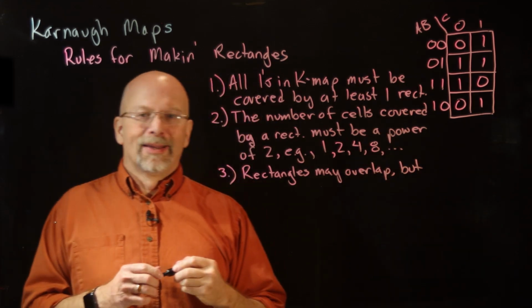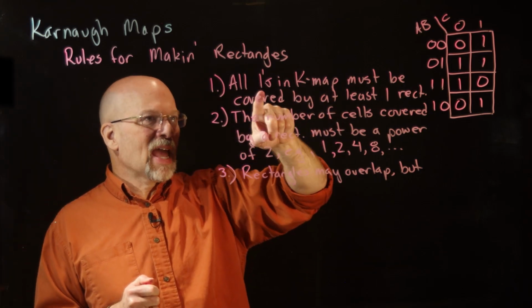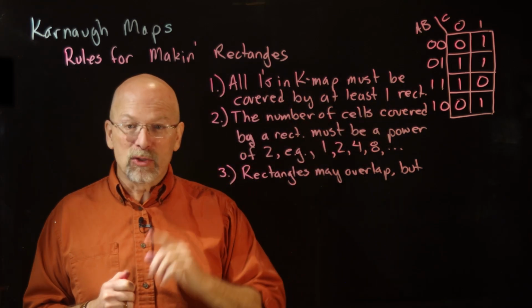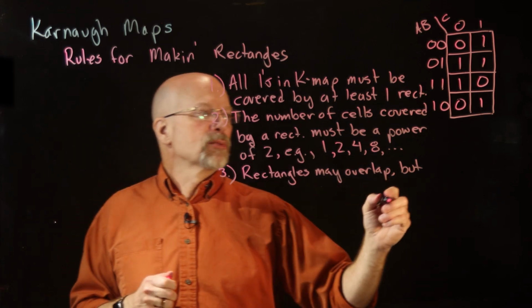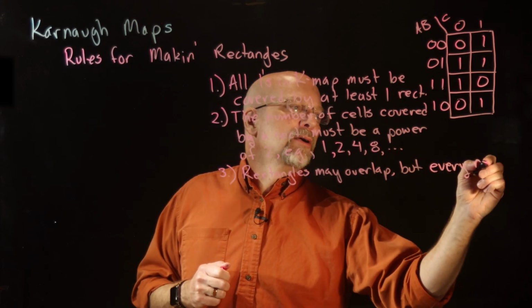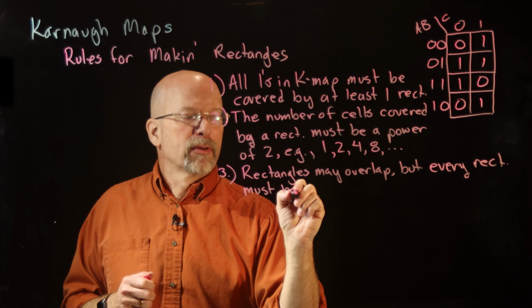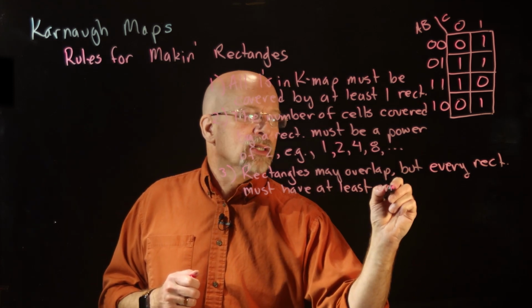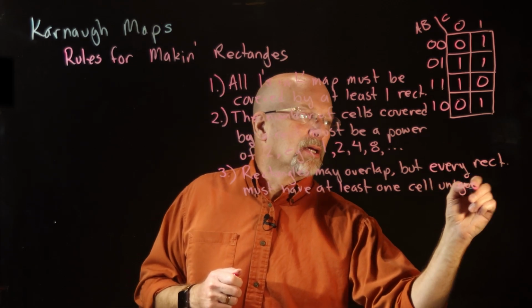But, there's always a but, isn't there? As I said, in a Karnaugh map, all ones must be covered by at least one rectangle, but they could be covered by more than one rectangle. So, rectangles may overlap, but every rectangle must have at least one cell unique to it.